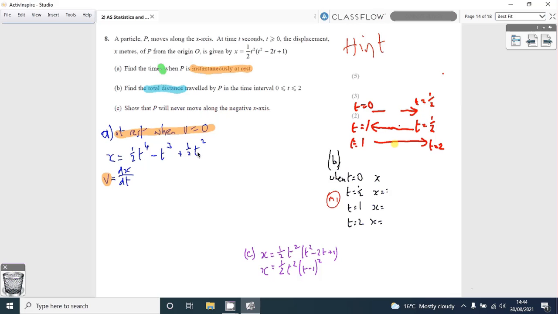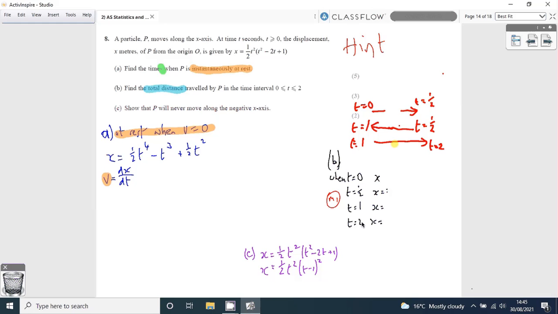You can then go and differentiate that. The differential of displacement, differential of x, is the velocity. So differentiate this, set it equal to 0, and work out your various times. It's going to be a number of times when P is instantaneously at rest. Now for part B, you're going to take the times from part A. So in a way, I'm giving you the answer here for part A. The various times we got were a half a second, 1 second, and 2 seconds.